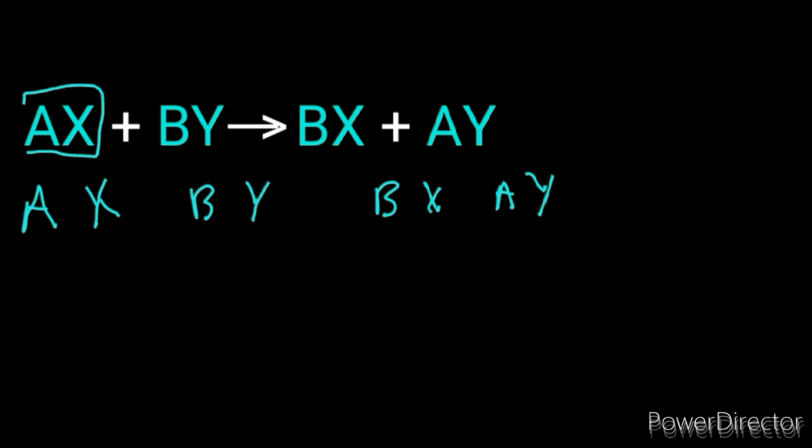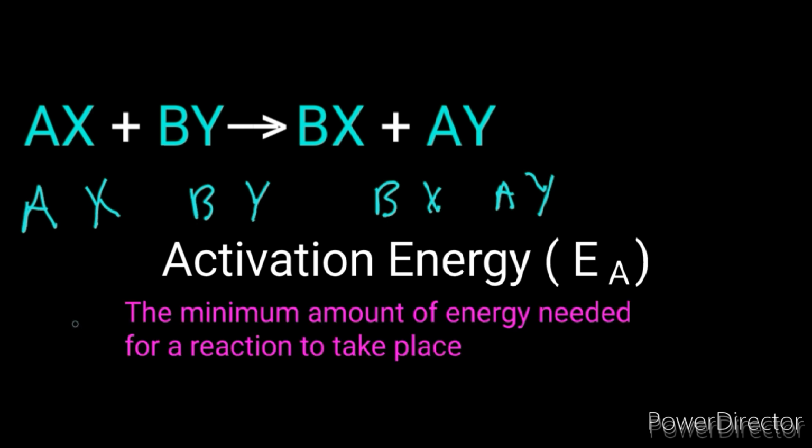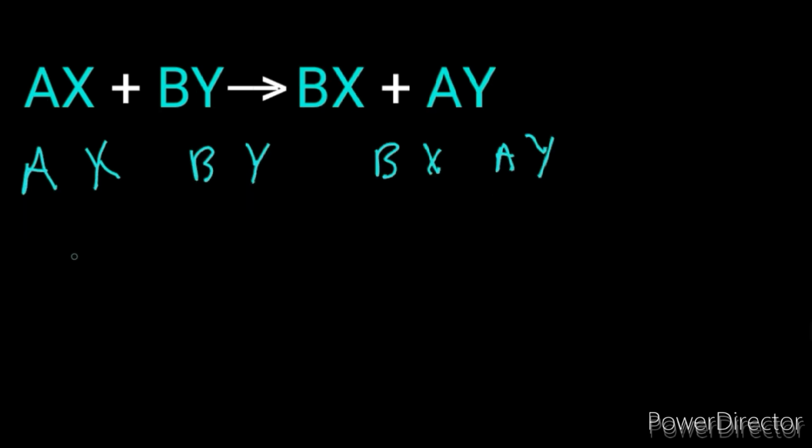Notice that these two are bonded together. For it to break, there is a certain energy that is needed. There is a specific amount of energy needed for these bonds to break so that we can have them split. This is why we have what we call activation energy. Activation energy is the minimum amount of energy that is needed for the reaction to take place. In order for a reaction to take place, they first need to split. So the energy that is needed to break that bond is called the activation energy.